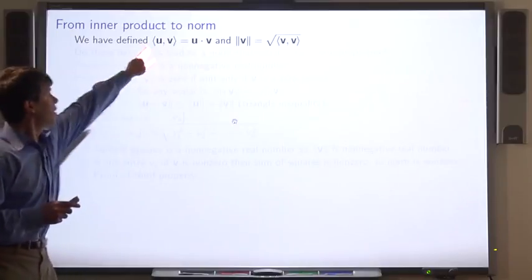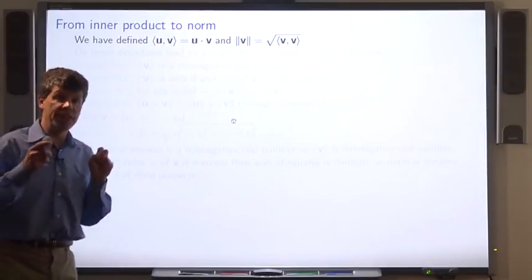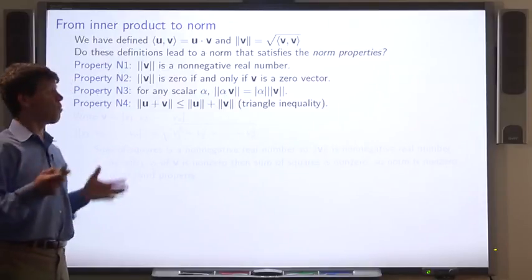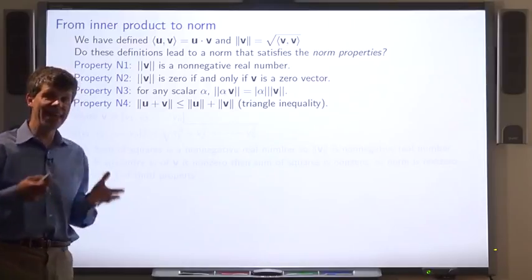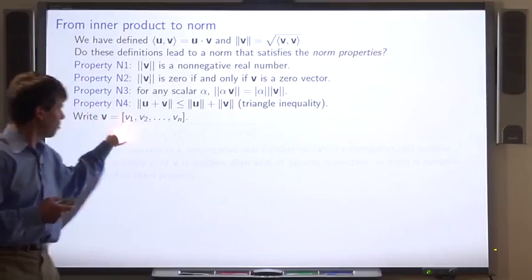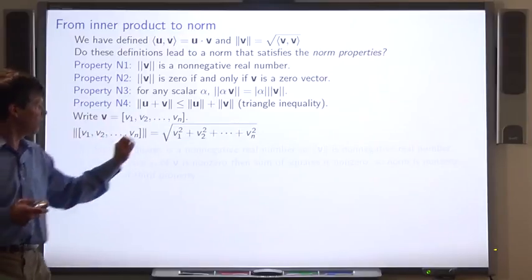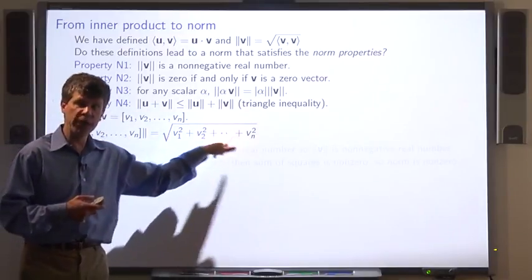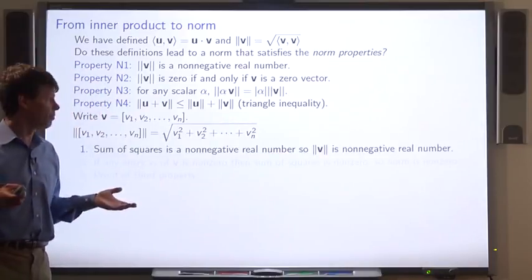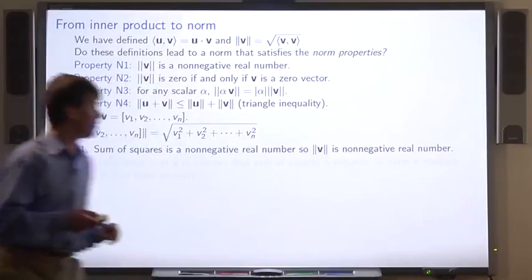All right, so we've defined inner product to be dot product, and we've defined the norm of a vector to be the square root of the inner product of a vector with itself. Do we thereby get the norm properties? Does our norm behave like a distance? Let's write a vector v in terms of its entries, v1 through vn. Then the norm of that vector v is just the square root of the sum of the squares of the entries. Now, the sum of squares is a non-negative real number. Then we take the square root, we still get a non-negative real number. So, in fact, the norm of v is a non-negative real number.